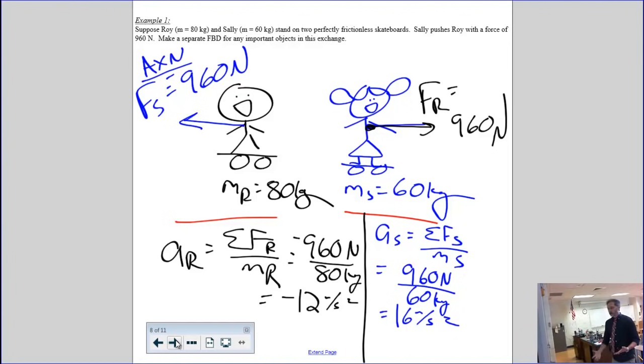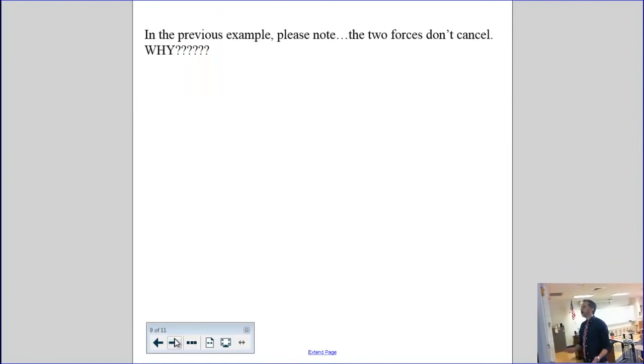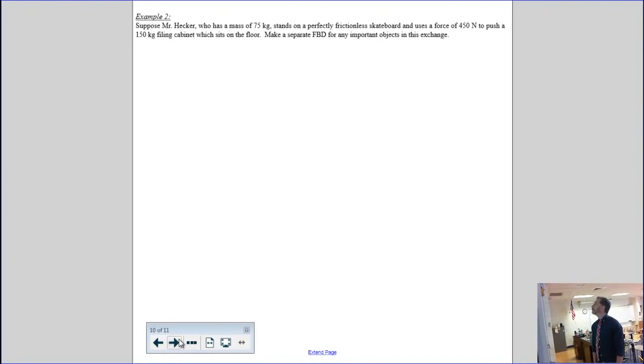If we ignore our negatives, who's got the bigger acceleration? Sally does, because she has less mass, less inertia. Both people in this example have the same net force acting on them. For Sally, that net force is seen as a small amount of mass with a large acceleration. For Roy, we have a large mass with a small acceleration. But the net forces are equal. We already talked about why those two forces don't cancel.